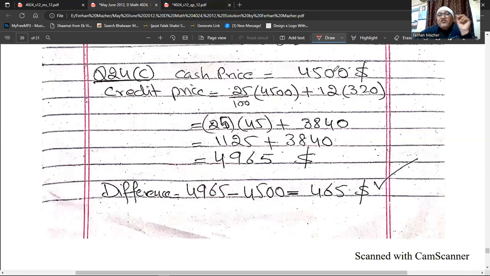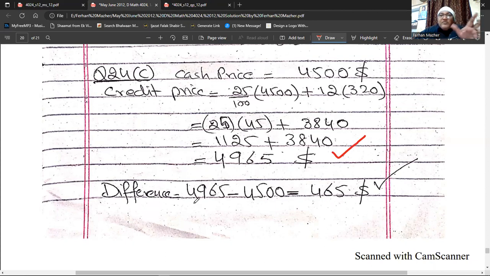So the cash price is $4,500. The credit price will be the deposit, that is 25% of the 4,500 cash price, plus the 12 installments. Each installment is $320. So 25% of 4,500 gives 1125, and when you multiply 12 with 320, you get 3840. So 1125 plus 3840, you add them up and you get $4,965. So on credit terms, the car will cost this much.